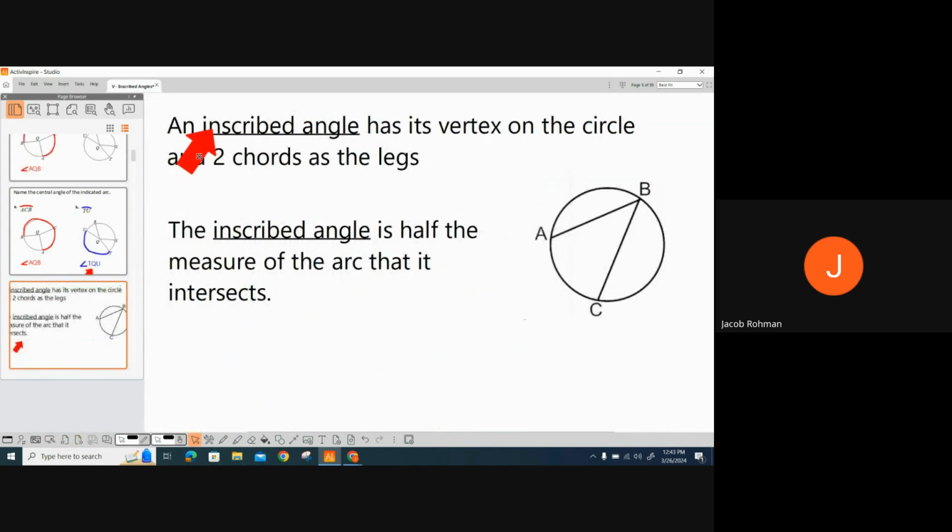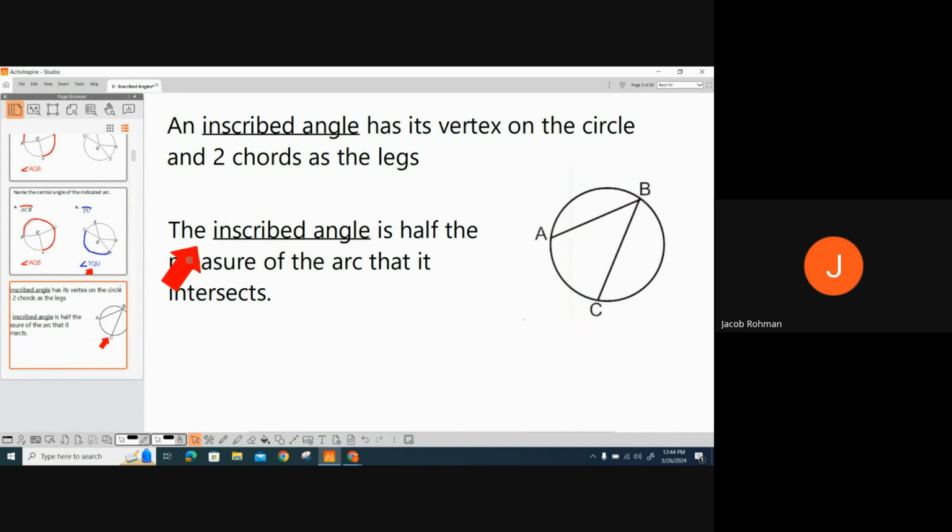So an inscribed angle has its vertex on the circle and two chords as the legs. Notice here we have this circle. B is a vertex of angle ABC, and it's on the circle. So this vertex here is on the circle. And then the legs, which would be AB and BC, are chords of this circle. And so this angle ABC would be considered an inscribed angle.